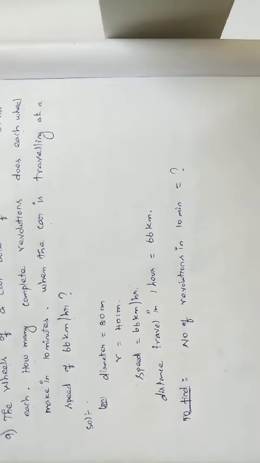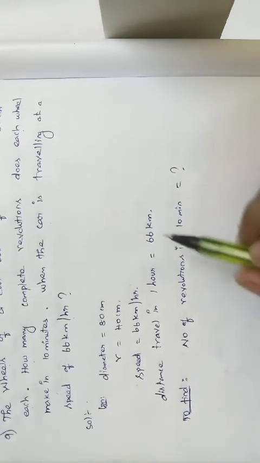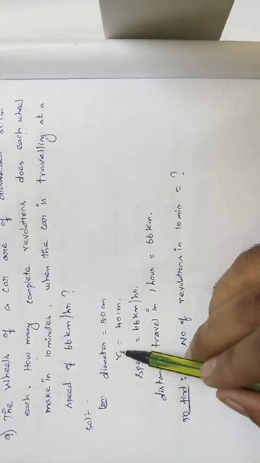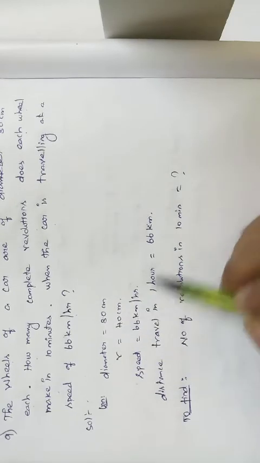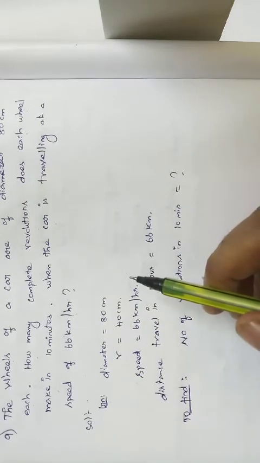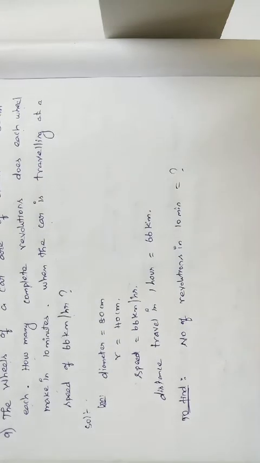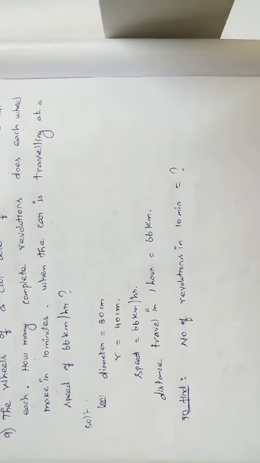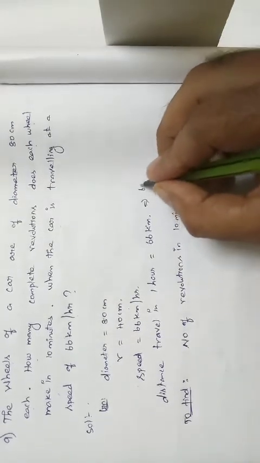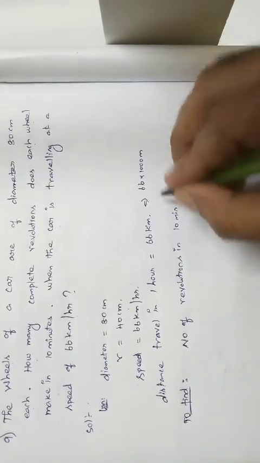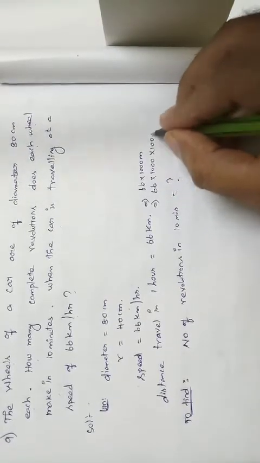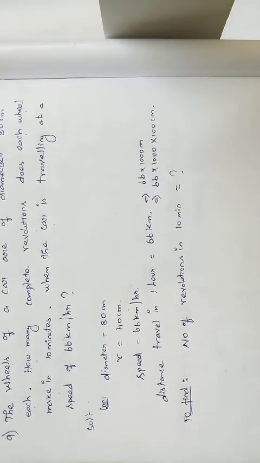So first we are going to find them one by one. For distance we have 66 kilometer. It is in kilometer, but the radius of the wheel is in centimeter. So first we have to convert kilometer into centimeter. I told you from the starting that whenever we are solving, both units should be the same. Kilometer to meter is 66 into 1000 meter, and converting to centimeter, 66 into 1000 into 100 centimeter.